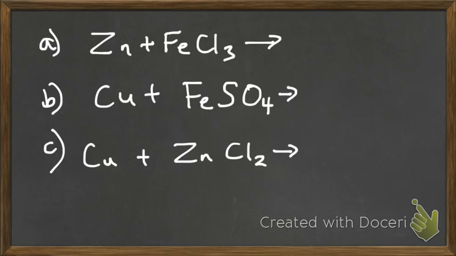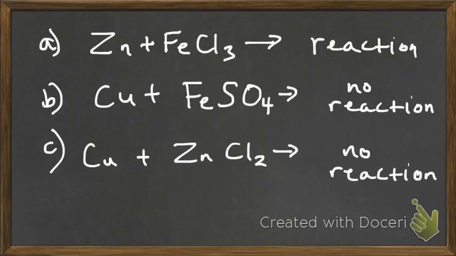Okay, next I'm going to tell you which reaction reacts and which one has no reaction. Okay, so from this we see that the first reaction, reaction A, is the only one where a reaction actually occurs. Letters B and C, there's actually no reaction.